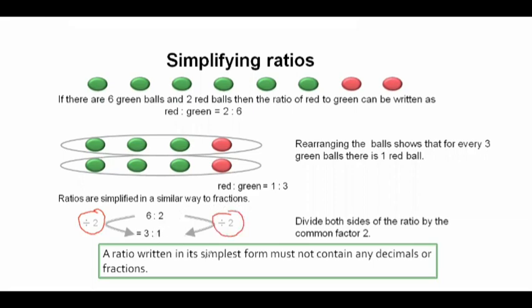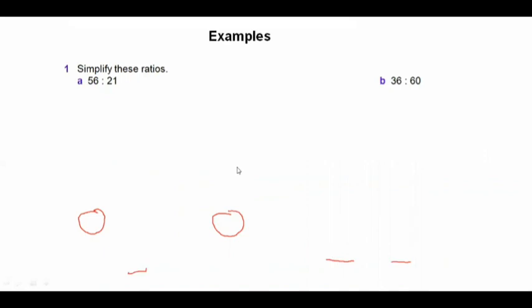A ratio written in the simplest form must not contain any decimal or fractions. Remember children, the ratio in simplified form must not contain any decimal or fraction. Now, let us solve some more questions.